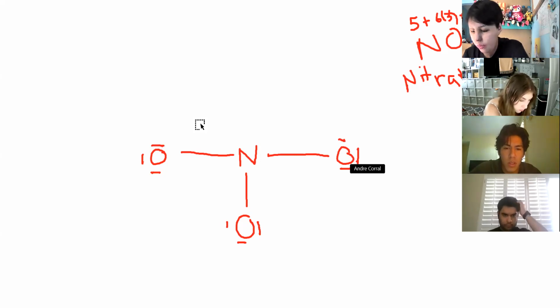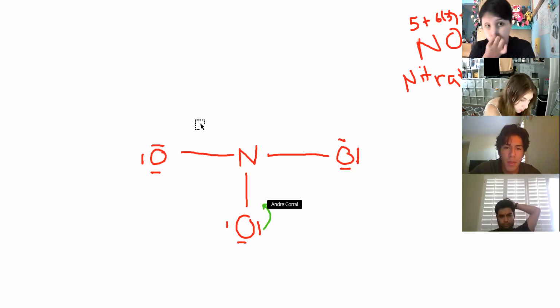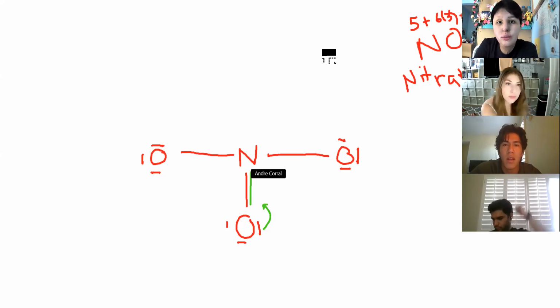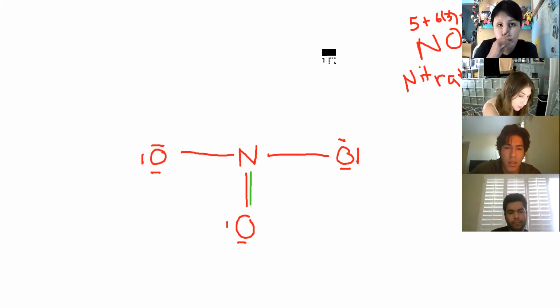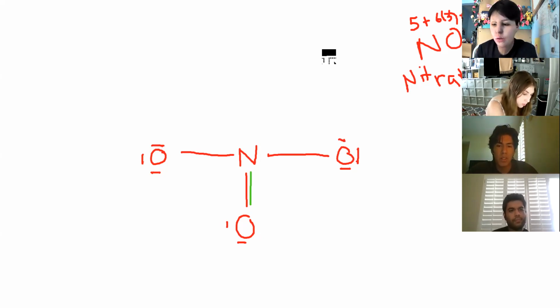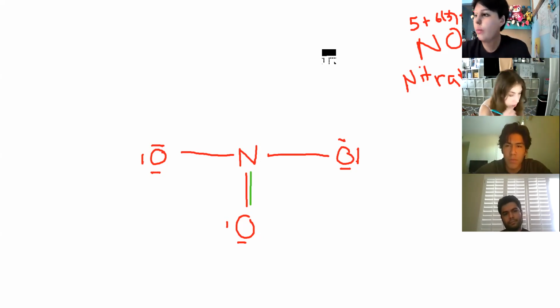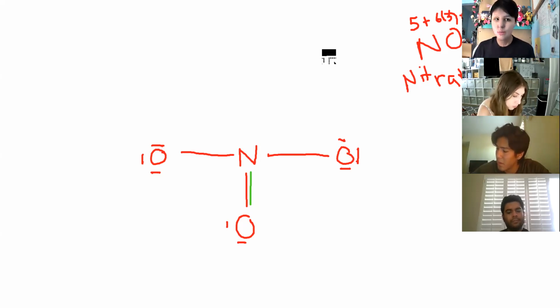Let me use another color. Let's say I want to move this one over here. I turn that into a bond, and then I erase the bond that we had here. Now that I did that, is nitrogen following the octet rule? Is the oxygen that I moved the electron pair from still following the octet rule? Yeah, right. I just made a little double bond to fill out the nitrogen. So we've used up all of our electrons, and nitrogen has no lone pairs.